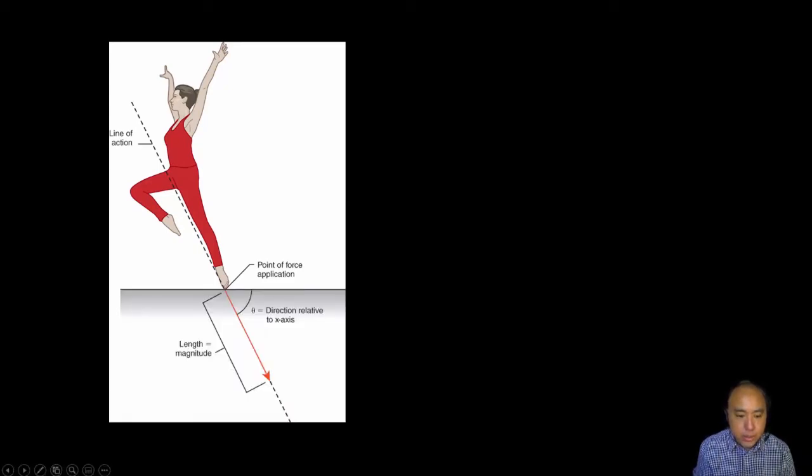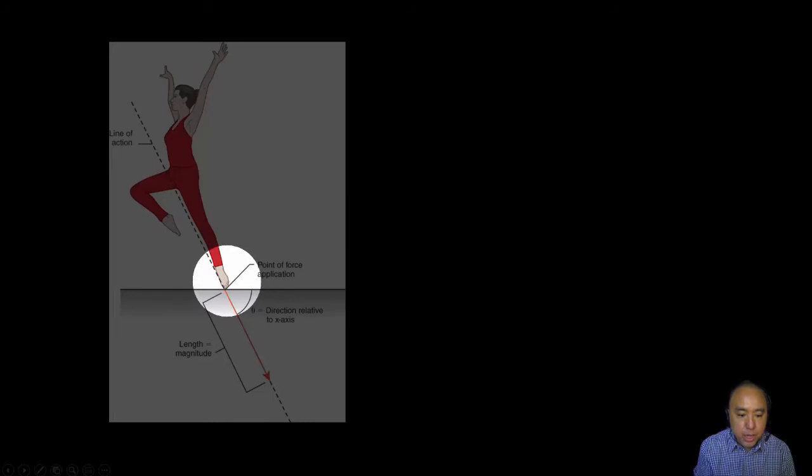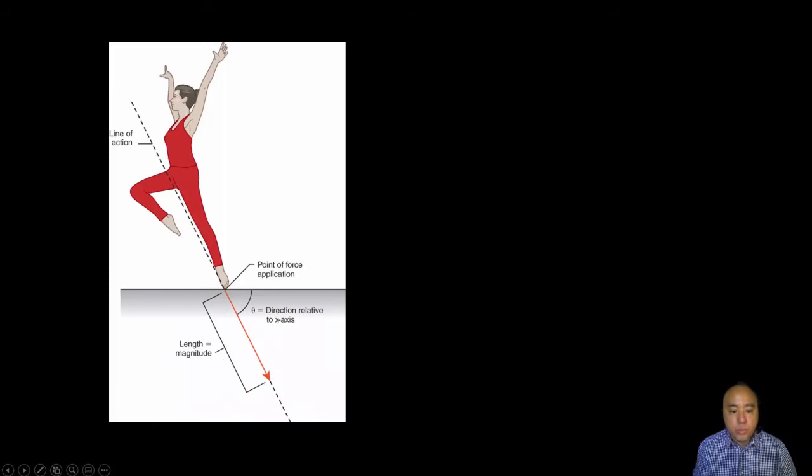Let's just take this dancer for example. She is performing, gosh, don't ask me what kind of move. Triple Lutz, that's probably not a move. She's placing a force in this direction here, and this is the point of application. This vector here, this red line, its length represents the magnitude of the force, and the angle, in this case from the horizontal axis, gives the direction of that force application.